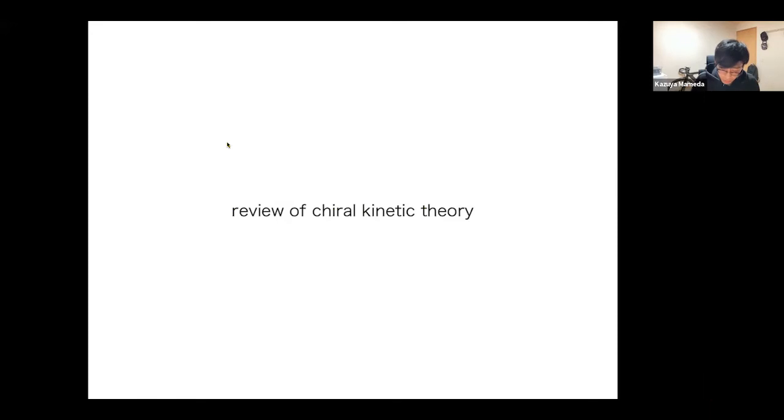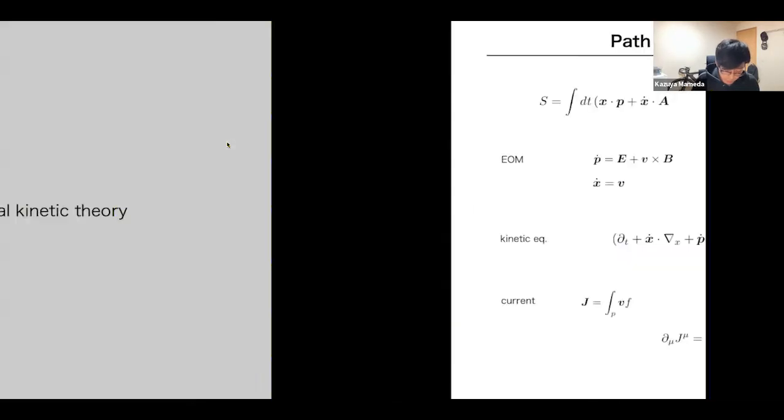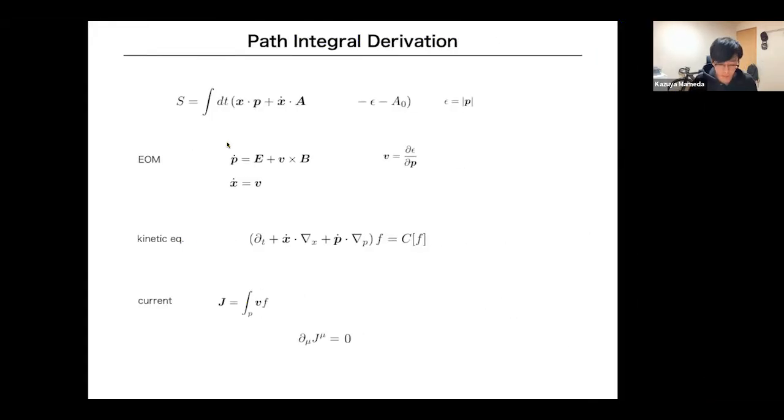So before going to the curved space case, first I want to review the basic concept of the chiral kinetic theory. There are several derivations of this kinetic theory, but the easiest way is a path integral derivation.